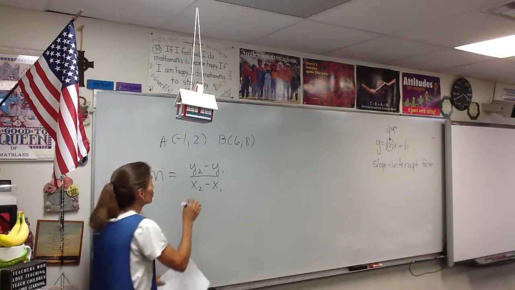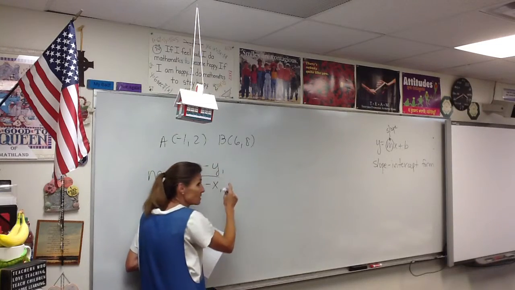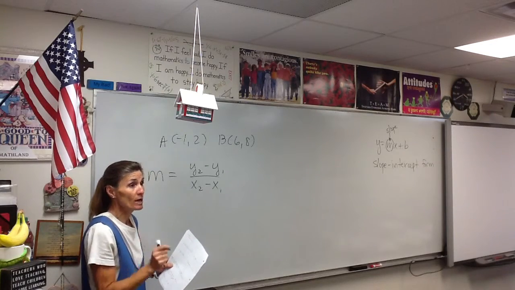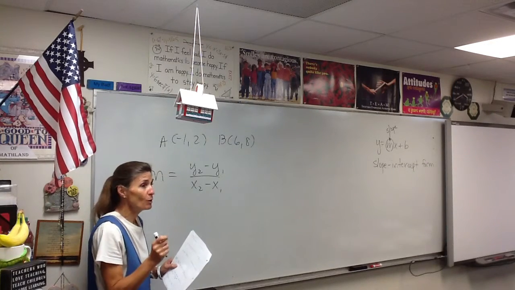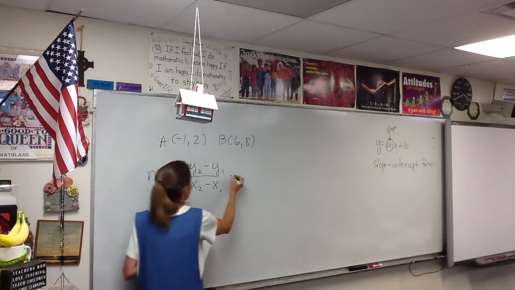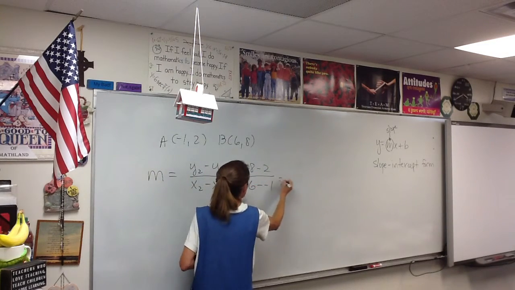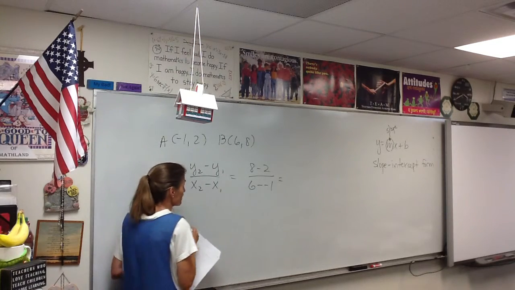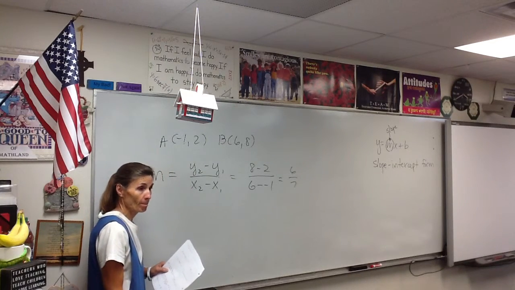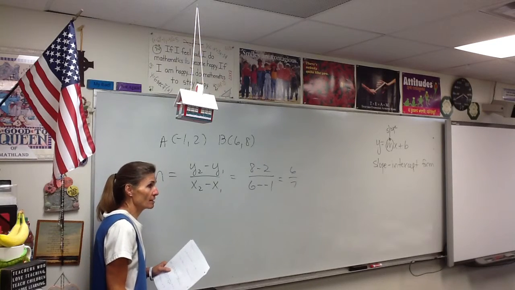Now, could we do 2 minus 8? Absolutely. But if we did 2 minus 8, we have to do negative 1 minus 6. In this case, the order does matter. I don't care what order you do it, but you have to do both letters in the same order. Are you hearing me? Okay. So, if I do 8 minus 2, then I'll do 6 minus negative 1. So the slope of this line would be 6/7. Hopefully you're real comfortable with that because you've done that a lot.